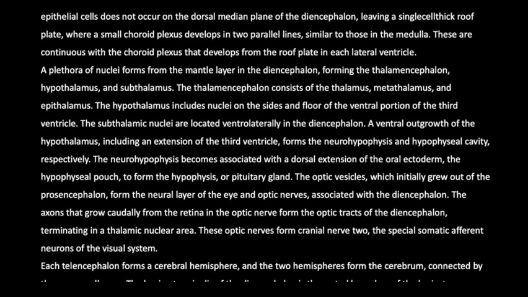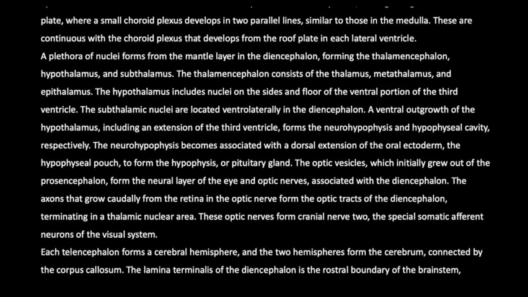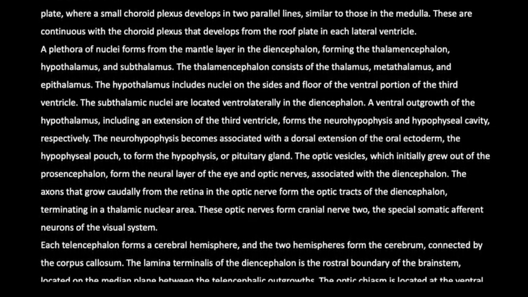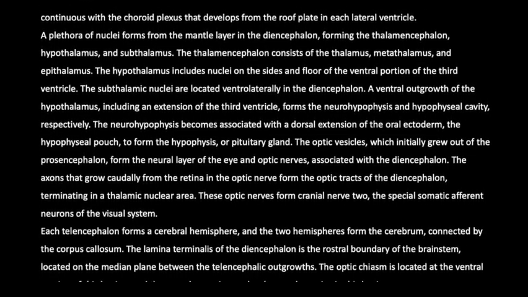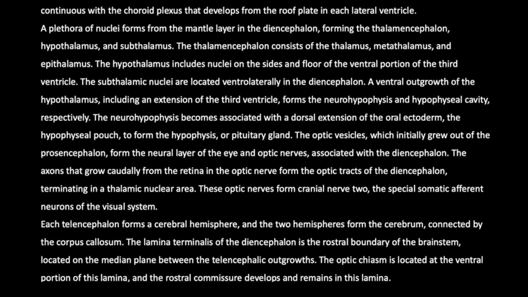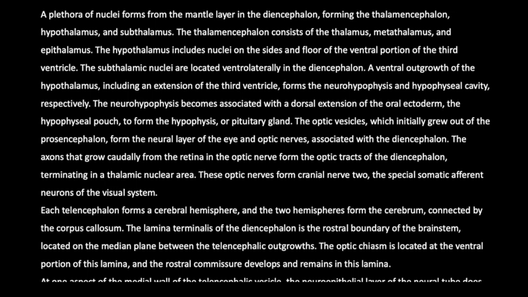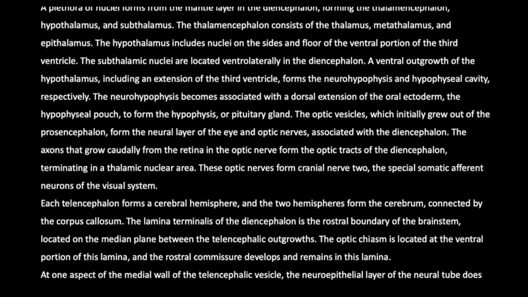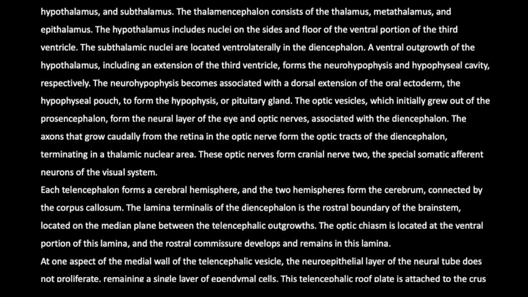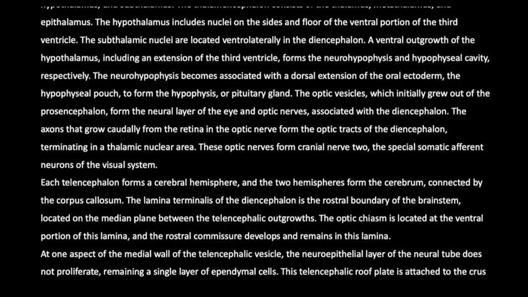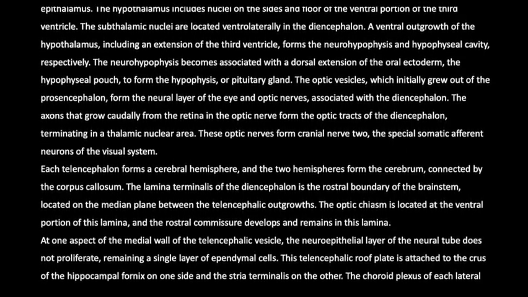A plethora of nuclei forms from the mantle layer in the diencephalon, forming the thalamencephalon, hypothalamus, and subthalamus. The thalamencephalon consists of the thalamus, metathalamus, and epithalamus. The hypothalamus includes nuclei on the sides and floor of the ventral portion of the third ventricle. The subthalamic nuclei are located ventrolaterally in the diencephalon. A ventral outgrowth of the hypothalamus, including an extension of the third ventricle, forms the neurohypophysis and hypophyseal cavity, respectively.